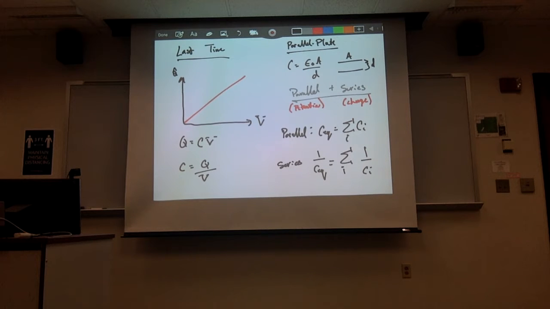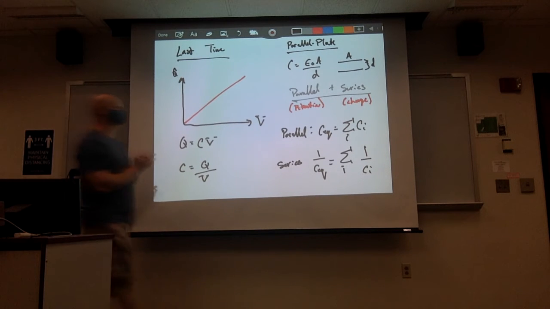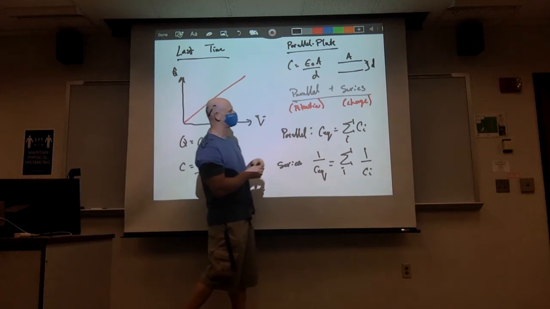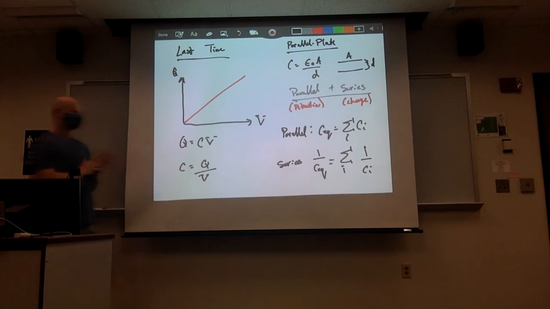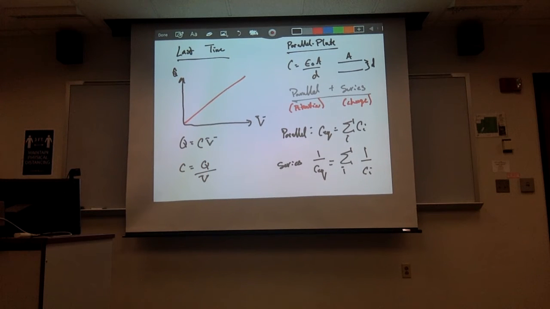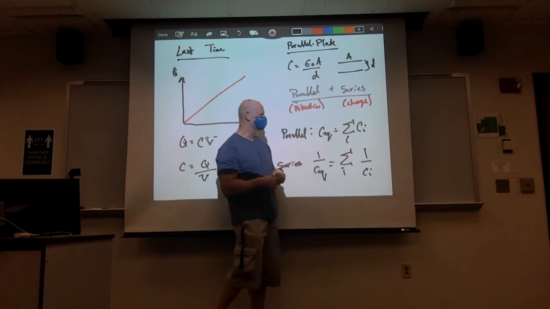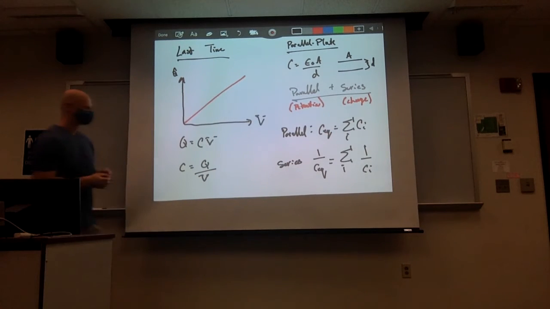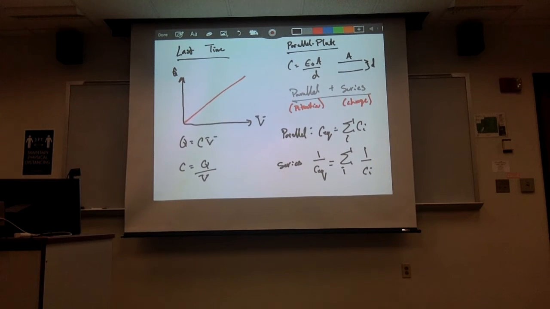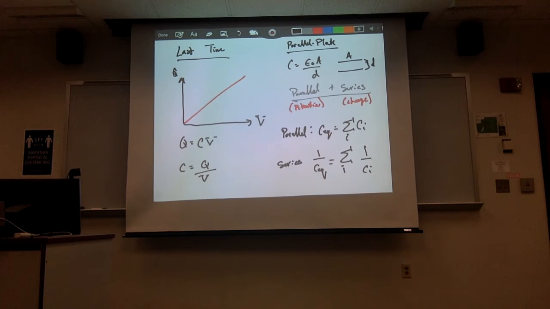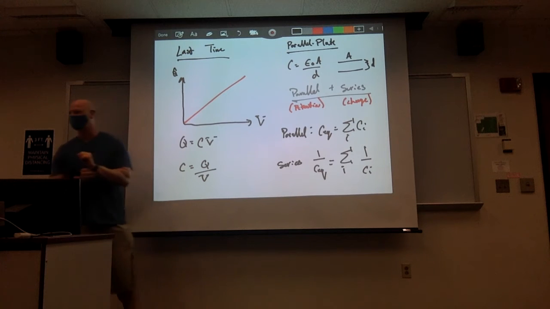We looked at parallel and series. Remember, in parallel the potential is the same, and in series the charge is the same. To add capacitors in parallel, we simply add them together, so it increases the size of the capacitance. The equivalent capacitance of capacitors in parallel is simply the sum over all the different capacitors. When I add them in series, the overall effect is to decrease the size of the capacitance, and in this case we add them inversely. So 1 over C equivalent is equal to the sum over the inverses of all these capacitors.